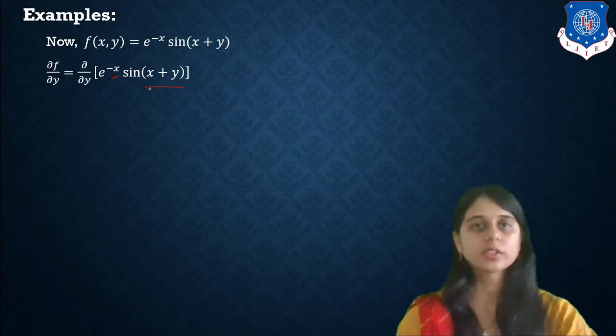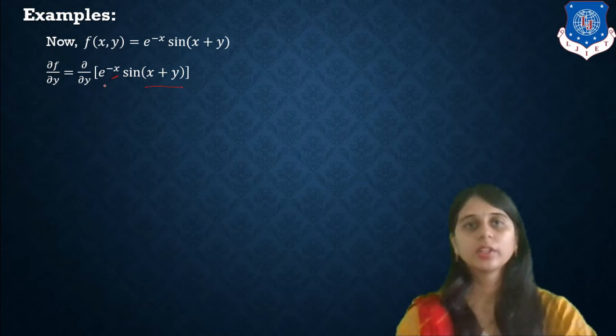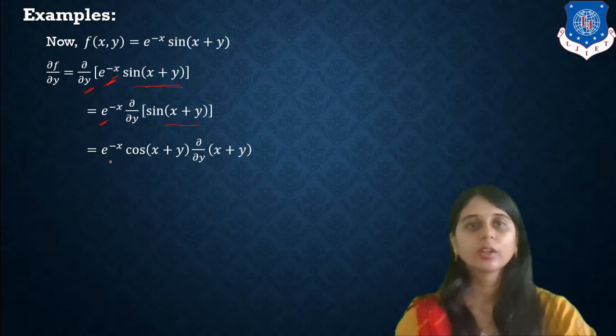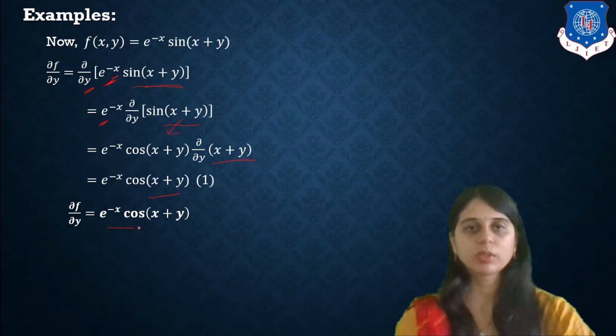So this is not the same variable function, so we directly differentiate this function. e raised to minus x is a constant with respect to y. So e raised to minus x as it is, differentiation of sin(x+y) is cos(x+y), and d by dx of (x+y) is 1. So the answer is e raised to minus x cos(x+y).